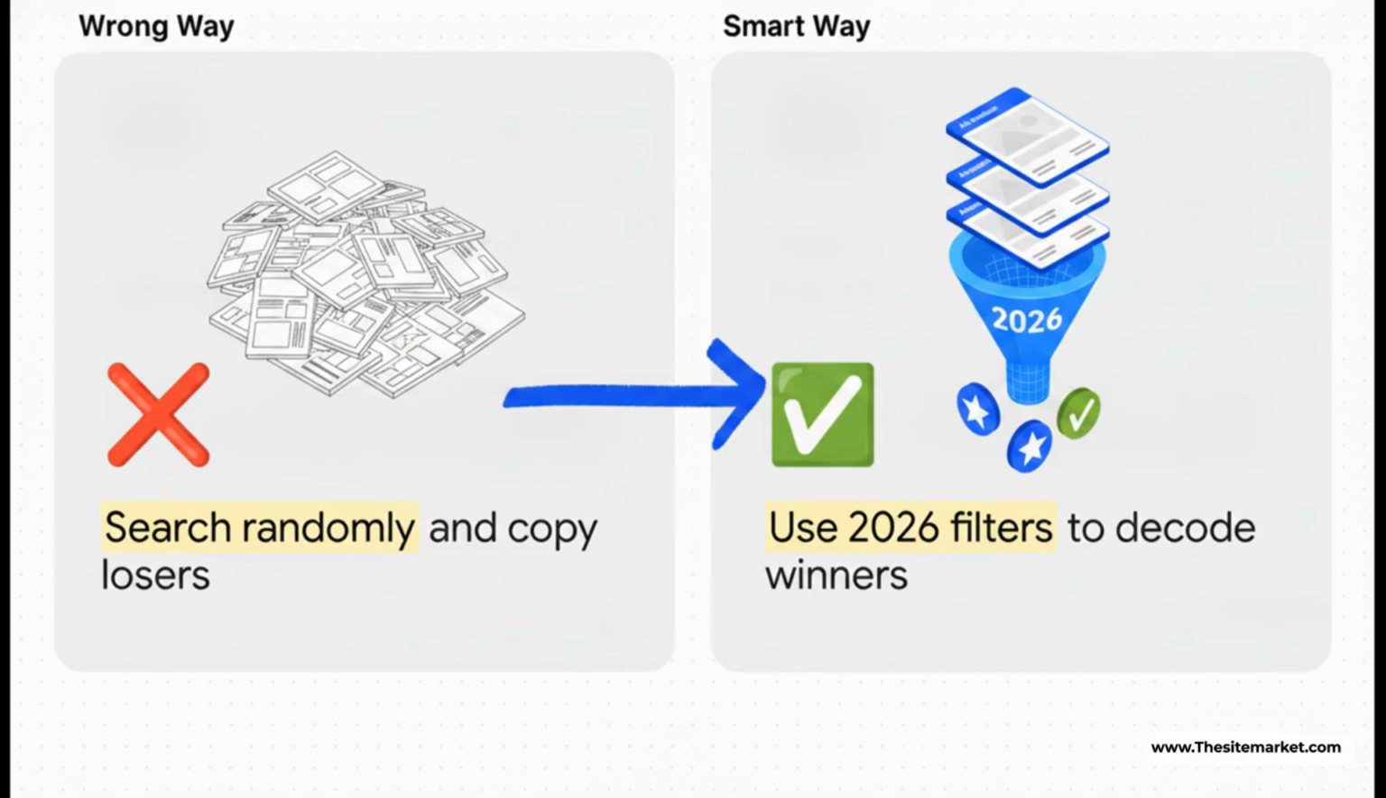Because here's what 90% of people do. They use the Meta Ad Library, but they use it totally wrong. They search randomly, they guess, and they ultimately end up just copying their competitors' losing ads, the failed tests. But the smart way, which we are unpacking today, uses specific data-driven parameters, specifically the new 2026 filters. This lets you completely bypass the garbage and decode only the highly profitable, proven winners.